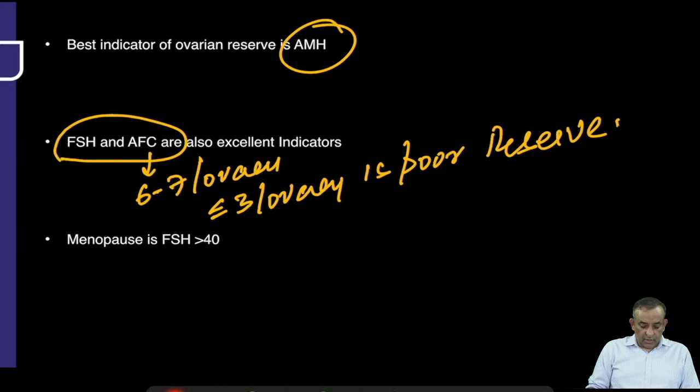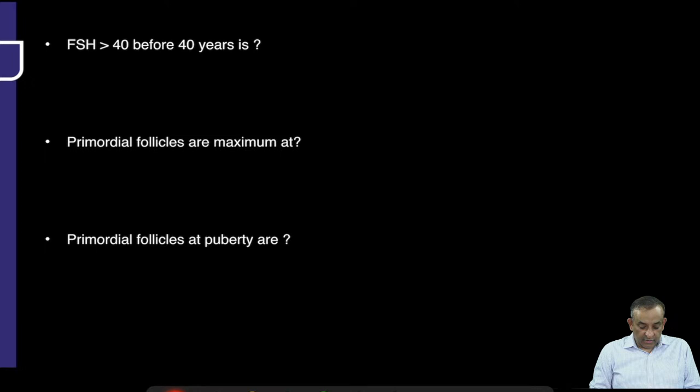Menopausal age, FSH is more than 40. I think this came even earlier in the discussions. So I'm not necessarily looking at 100, I'm looking way beyond. So if there are some repeats, I'm sure you'll pardon me on that. FSH more than 40 is menopause. But if this FSH is more than 40 before 40 years, what is that called? That is correct. FSH more than 40 before 40 years is premature menopause, which you're trying to say as early menopause.